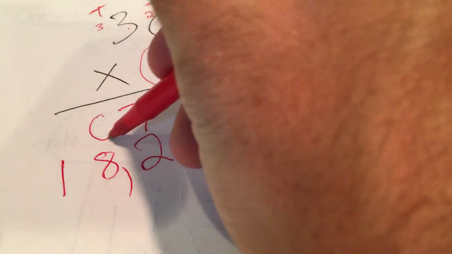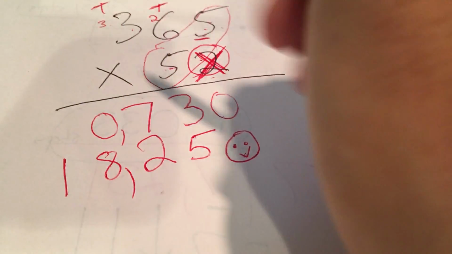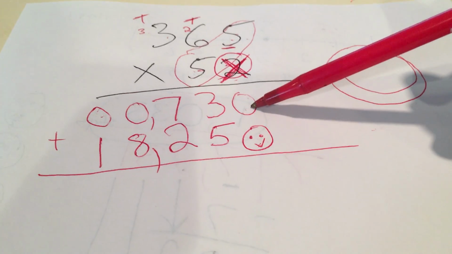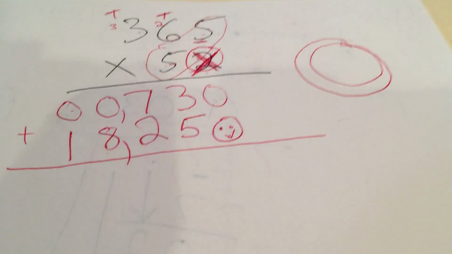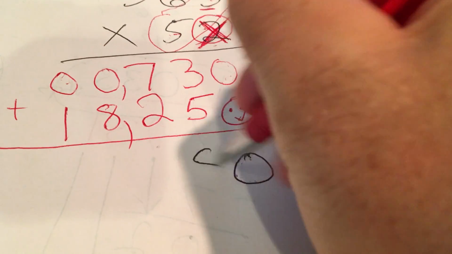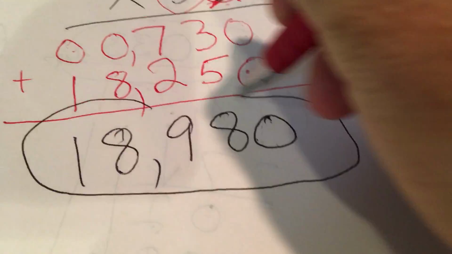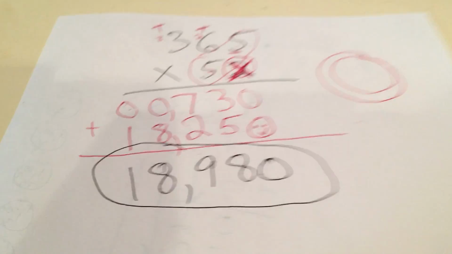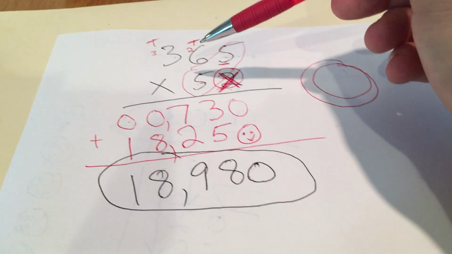But be really careful that there's no thousands here and there's no 10,000s here. So just be careful when you're adding those 2 partial products. It should be 730 plus 18,250. So now we're going to have 0 plus 0 is 0, 5 plus 3 is 8, 7 plus 2 is 9, 8 plus 0, and 1 plus 0. The product is 18,980.